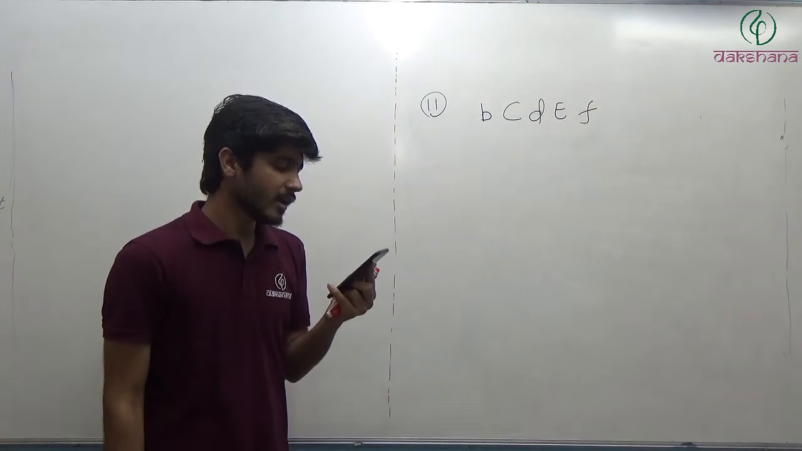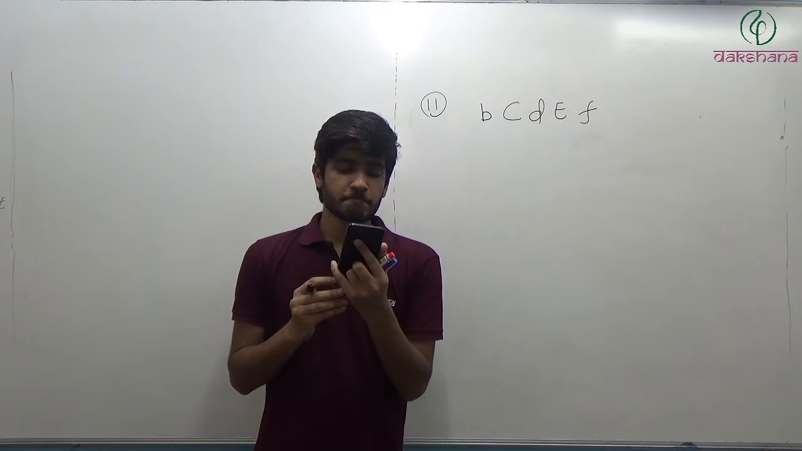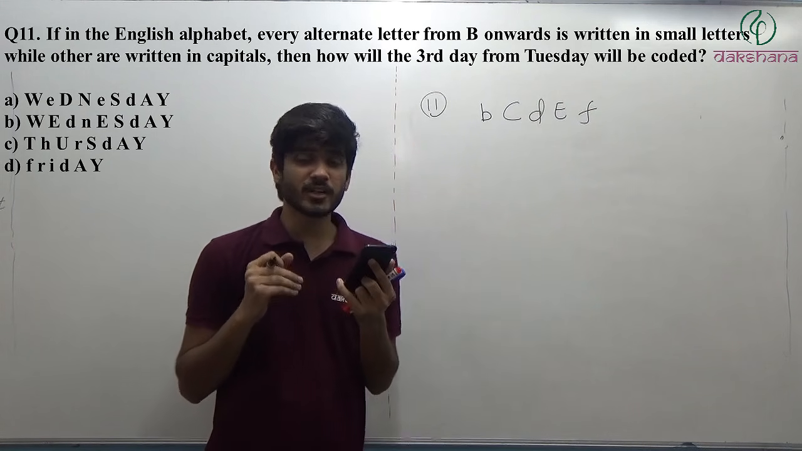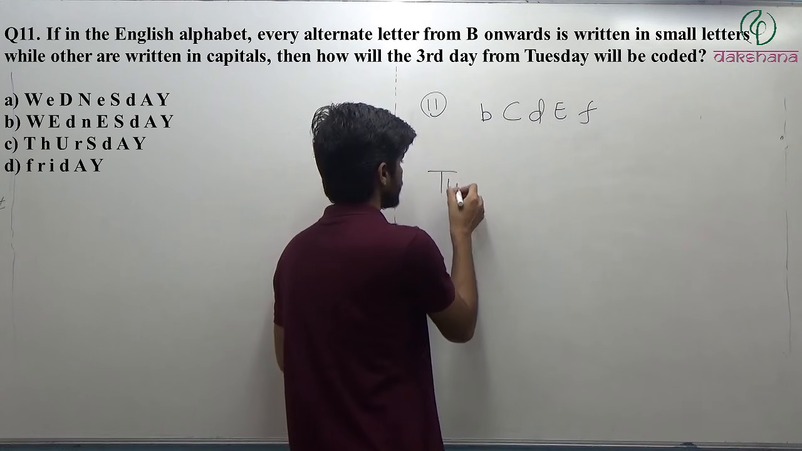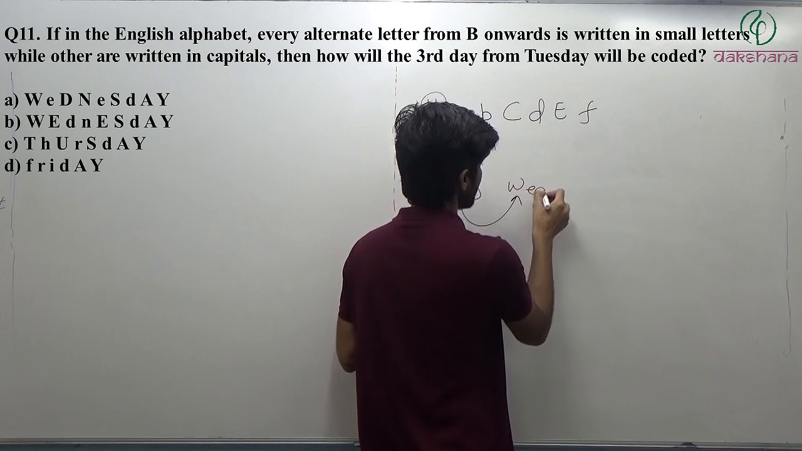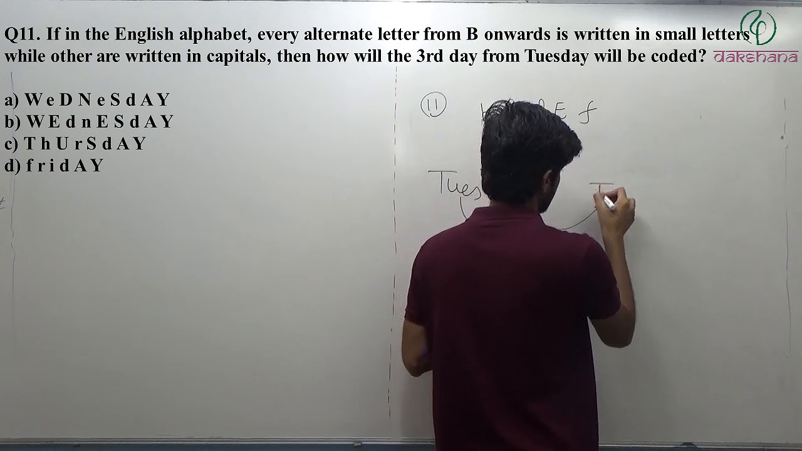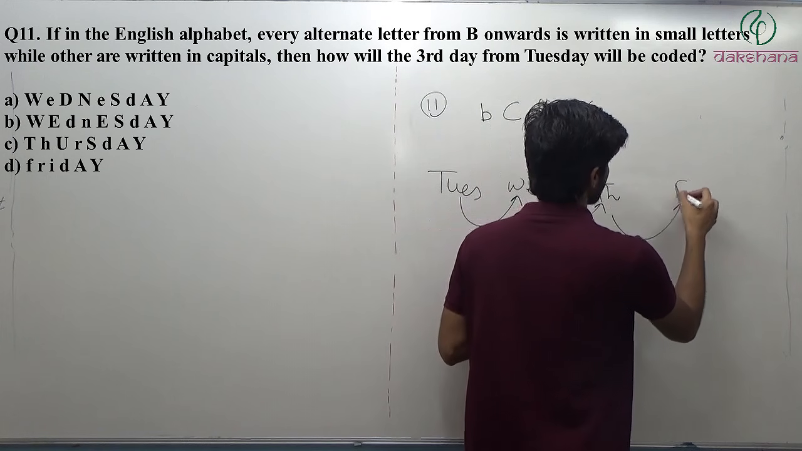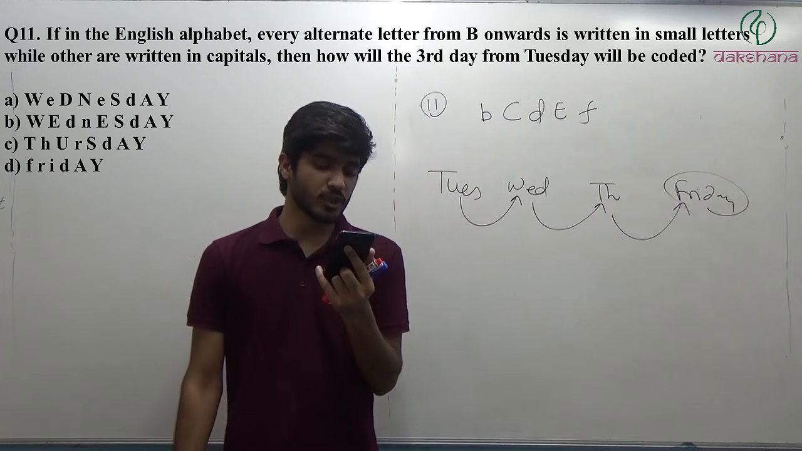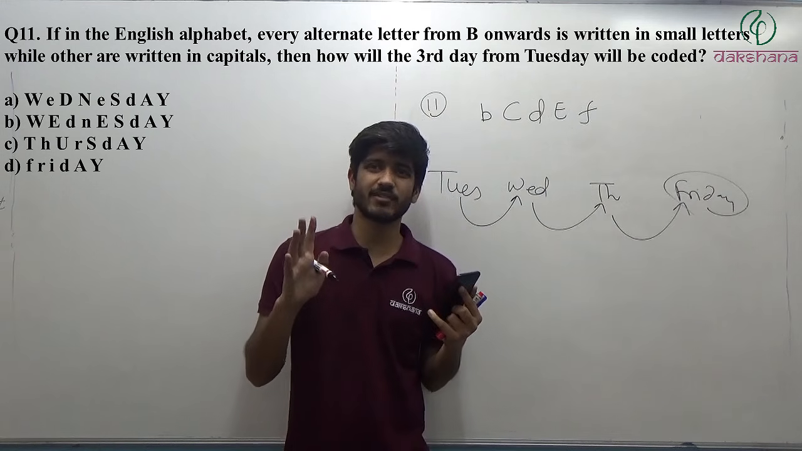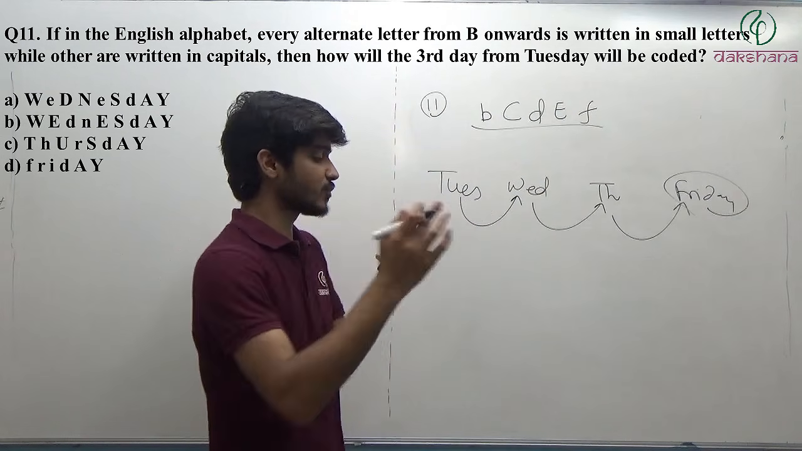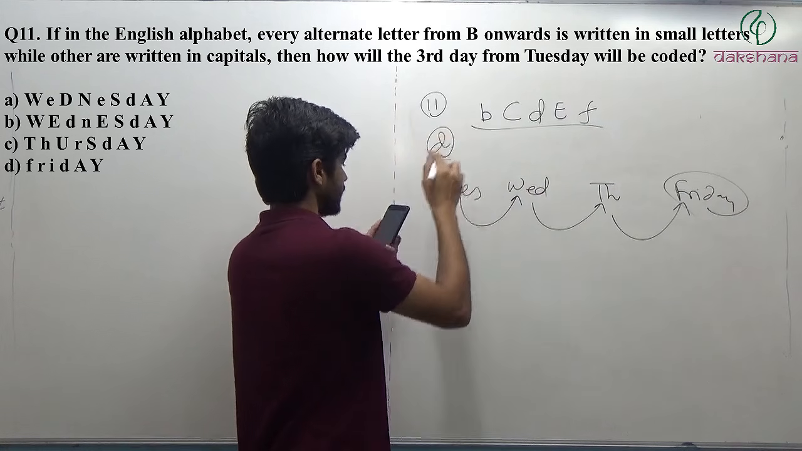Then you have to tell how you will write the third day from Tuesday. So you have Tuesday. The first day from Tuesday would be Wednesday. From Wednesday you would have Thursday, and from Thursday you would have Friday. So the day has to be Friday. If you look at the options, there is only one option where Friday is given. So you don't really have to check the alphabets. You can simply take option number D.